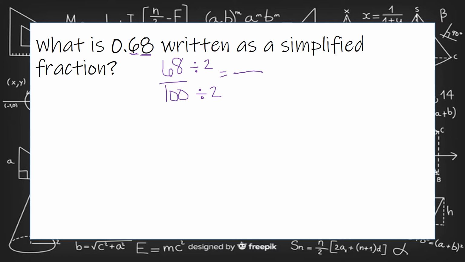So 68 divided by 2 is 34. 100 divided by 2 is 50. Oh, I see they're both even numbers, so I can divide by 2 as well. So 34 divided by 2 is 17, and 50 divided by 2 is 25. And that is as far as I can simplify.